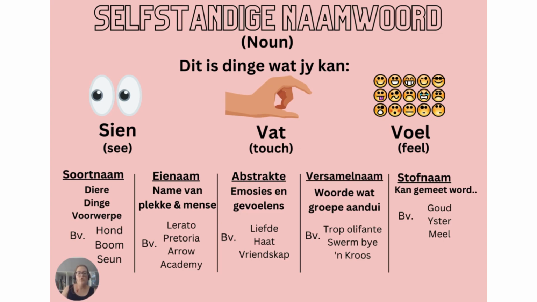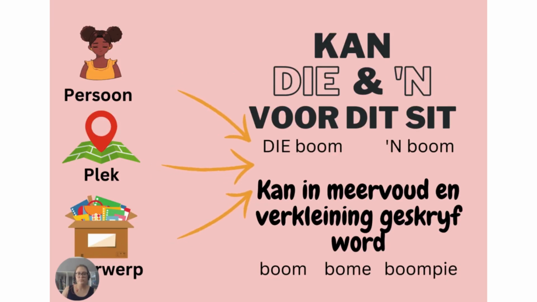Versamelnaam. Stofnaam, dit kan gemeet word. So it's something that can be measured, like soos jou goud, your gold, your yster, your iron, your meal, which is your flour. Dan, how do I identify 'n selfstandige naamwoord? Hoe weet ek of dit 'n selfstandige naamwoord is of nie? Jy kan die of 'n voor dit sit. So as ek sê daar's 'n boom, you can put die boom, 'n boom. You can say die bal, 'n bal. Die meel, 'n pakkie meel. So you can really put die of 'n voor dit.